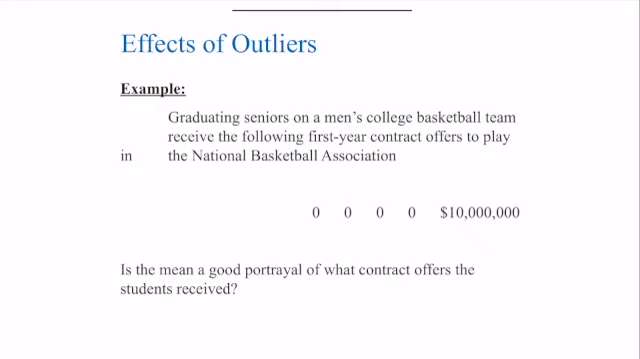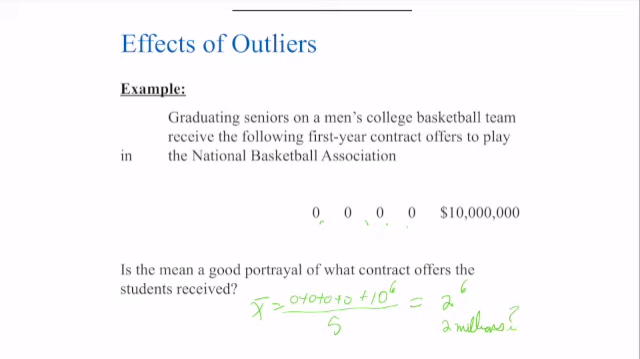So let's look at the effects of outliers. Graduating seniors on a men's basketball team receive the following first-year contract offers to play in the National Basketball Association. Here are their offers: 0, 0, 0, 0, 10,000,000. Is the mean a good portrayal of the contract offers students received? Let's calculate the mean. That's 0 plus 0 plus 0 plus 0 plus 10 million, divided by 5. You get 2 million, so $2 million.